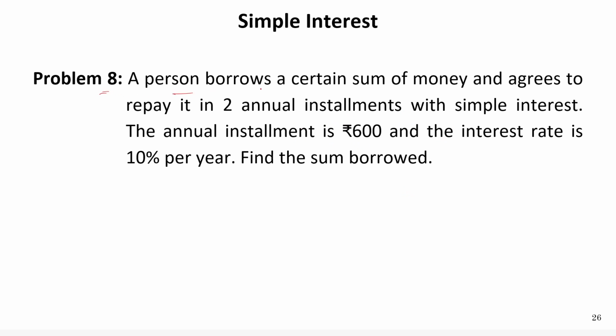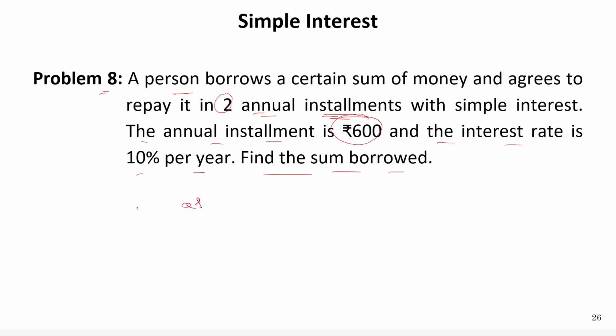A person borrows a certain sum of money and agrees to repay it in 2 annual installments with simple interest. The annual installment is 600 rupees. The interest rate is 10% per year. Find the sum borrowed. So here what you need to understand is there are 2 annual installments involved, and the 2 can be both different from one another.